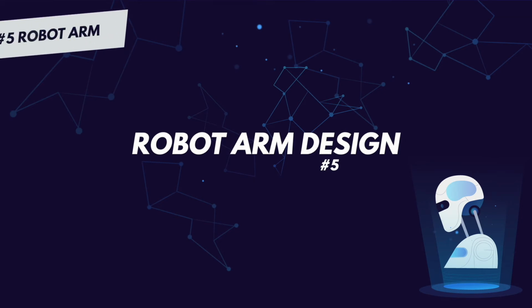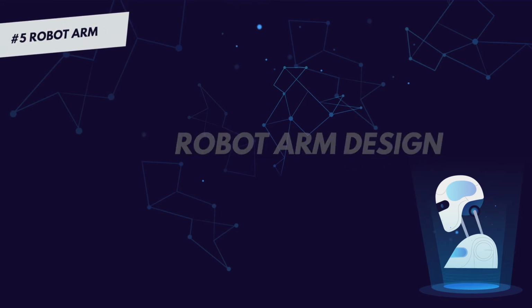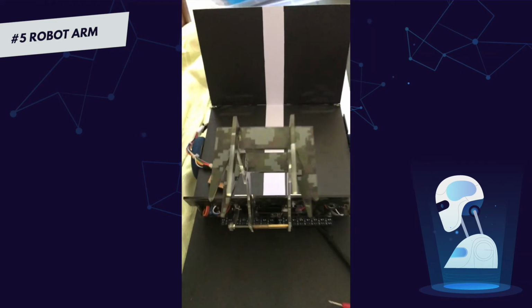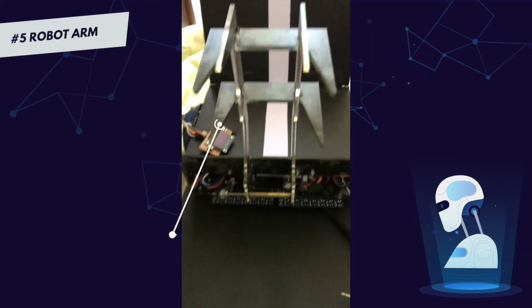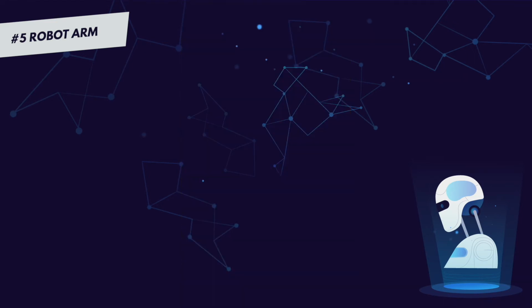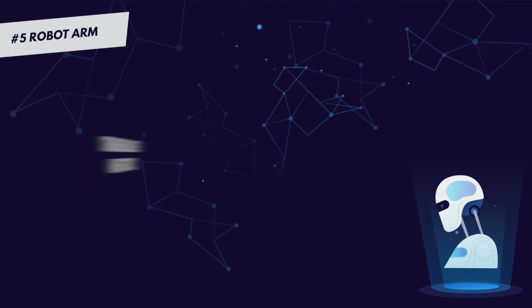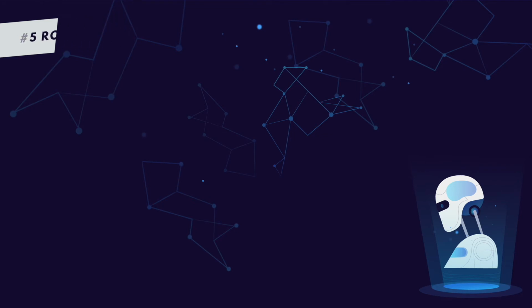Robot arm design to grab the box. We wanted to design a very simple and small arm to grab the box and move it properly, so we came up with this kind of design. These triangular edges help to grab the box properly. And we have used a thread bar and link mechanism to control the arm because the servo motor is placed away from the arm.